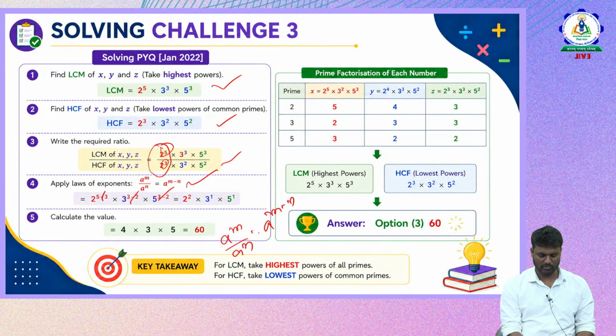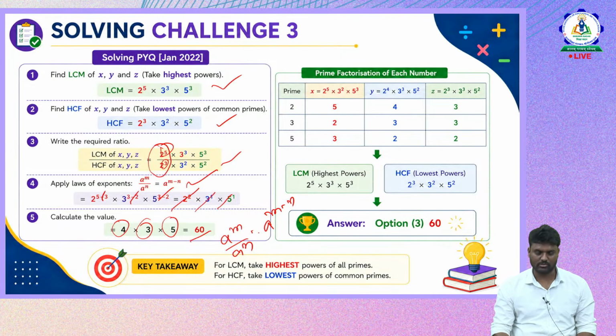Now when you simplify this, we get 2 to the power of 2, 3 to the power of 1, 5 to the power of 1. If you calculate this value, 2 to the power of 2 becomes 4, then 3, and 5 to the power of 1 is nothing but 5. When you multiply this, we get 60. This is the way of solving the problem.